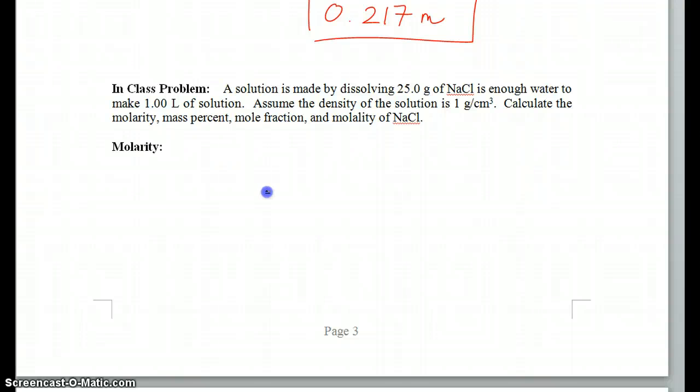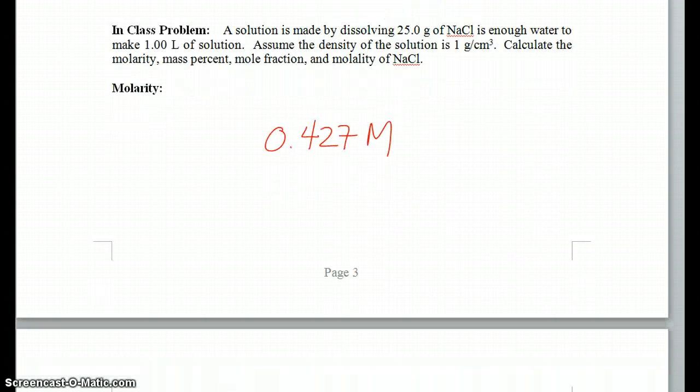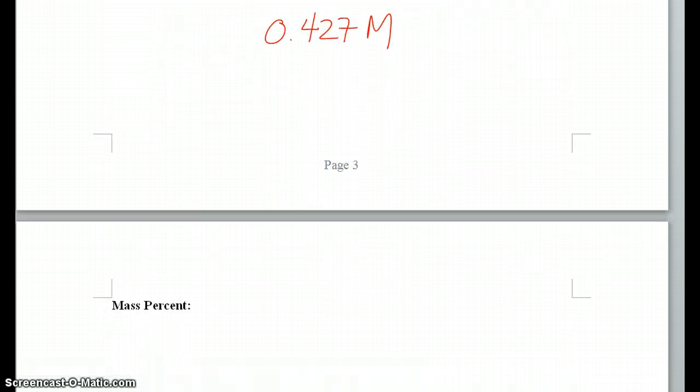Okay, so your answer for molarity should be 0.427 molar. Okay, and then if you scroll down, okay, your mass percent should be 2.50% NaCl.